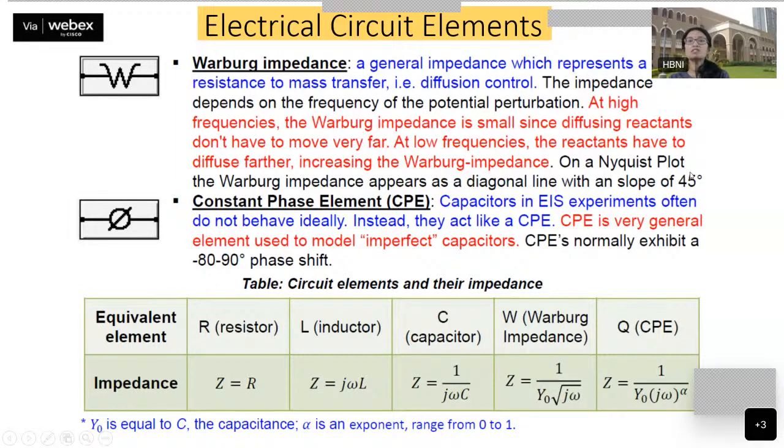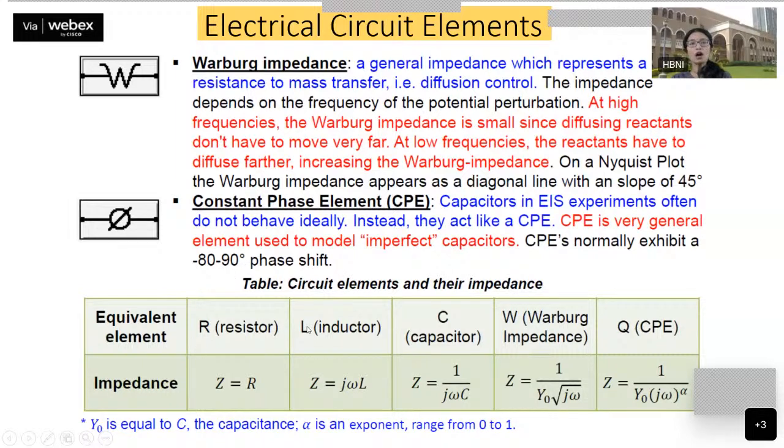So generally on a Nyquist plot, the Warburg impedance appears as a diagonal line with a slope of 45 degrees. That I will show in the coming slides. And then you also have something which is marked as a constant phase element. Capacitors in these EIS experiments do not behave ideally. They do not behave like ideal capacitors. So they act very much like a constant phase element, and this is generally used to model very imperfect capacitors. And they generally exhibit an 80 to 90 degrees phase shift.